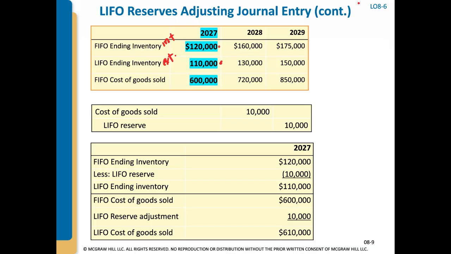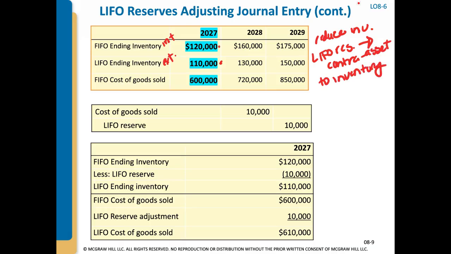So we have to reduce our inventory. We have to book something to reduce our inventory balance. And we do this via the LIFO reserve account. That is going to be a contra asset account to inventory. If you recall, a contra asset account goes on the asset section, but instead of having a normal balance of a debit, it has the opposite. It will have a normal balance of a credit.